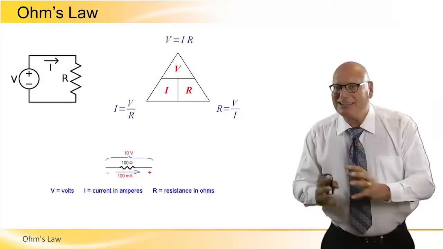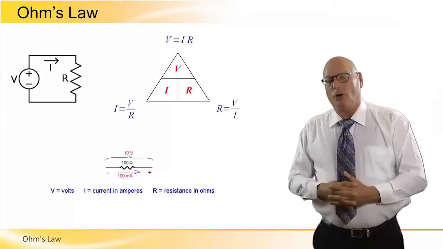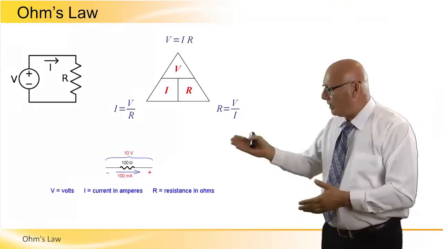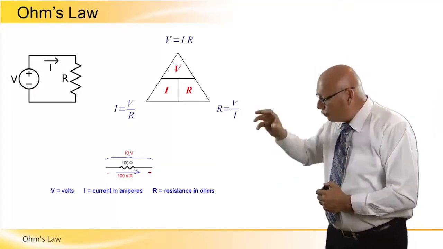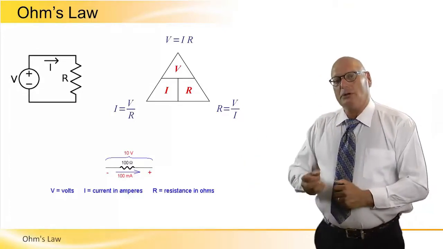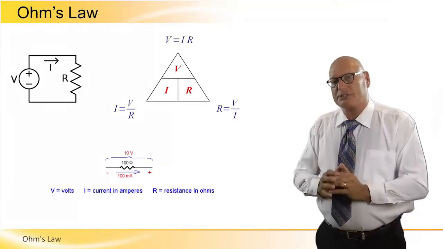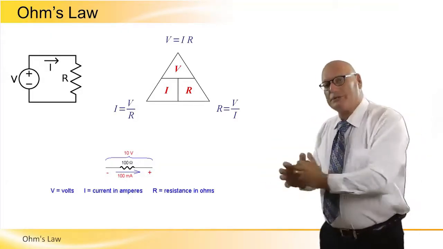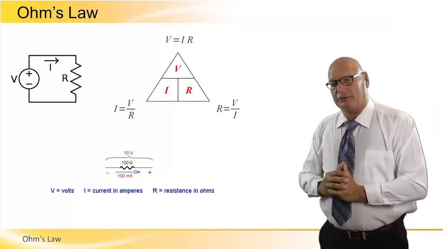The very basic equivalent circuit to represent Ohm's law is having a voltage source, let's call it a battery, through a resistor, and current flows. So we have one voltage source, one resistor, and one single current in this circuit.